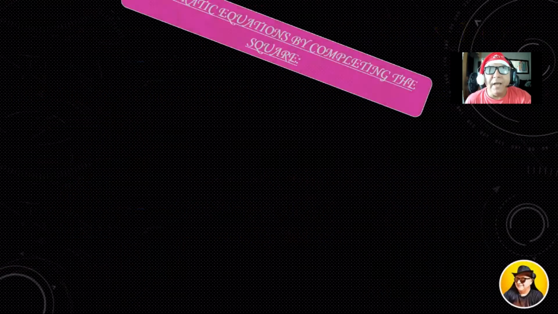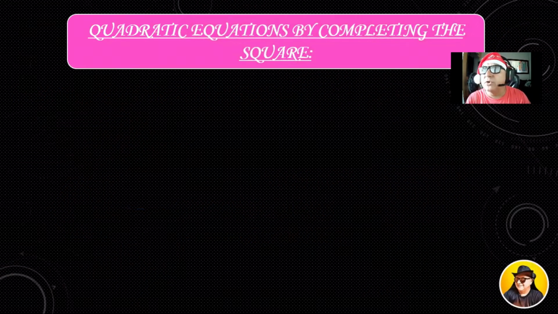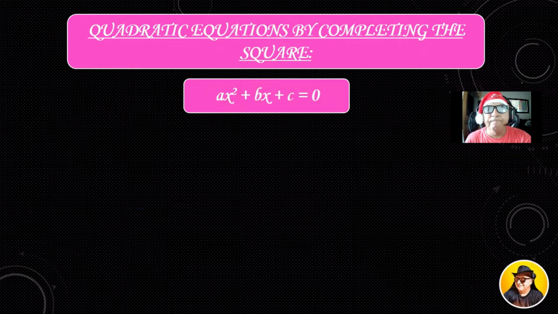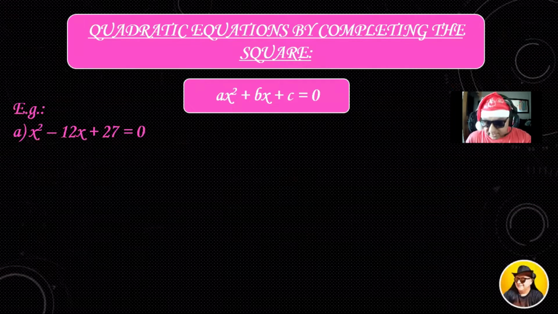Today we are going to talk about quadratic equations by completing the square. A quadratic equation is ax squared plus bx plus c equals 0. Let's see our first example. Our first equation is x squared minus 12x plus 27 equals 0.